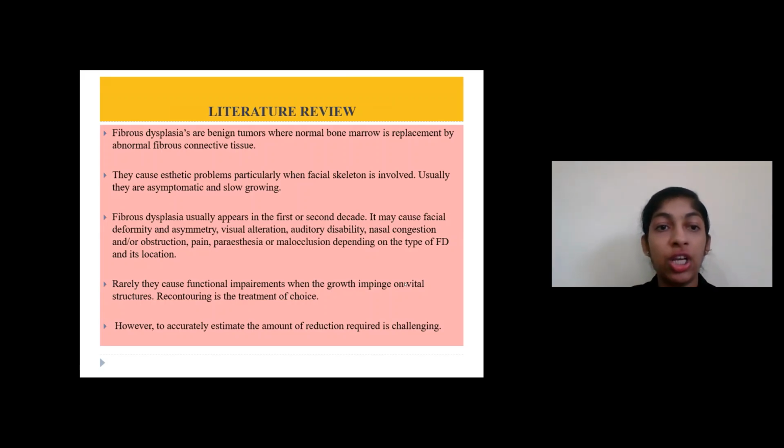It may cause facial deformity and asymmetry, visual alteration, auditory disability, nasal congestion and/or obstruction, pain, paresthesia or malocclusion, depending on the type of fibrous dysplasia and its location. Rarely they cause functional impairments when the growth impinges on vital structures. Recontouring is the treatment of choice. However, accurately estimating the amount of reduction required is challenging.